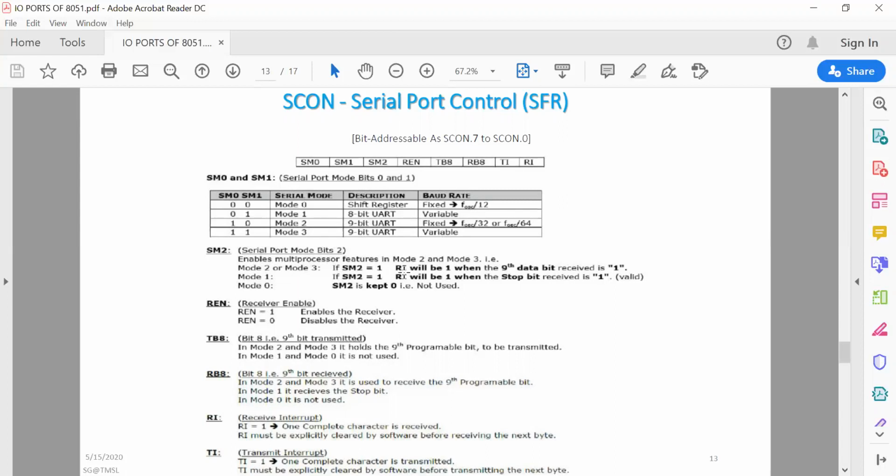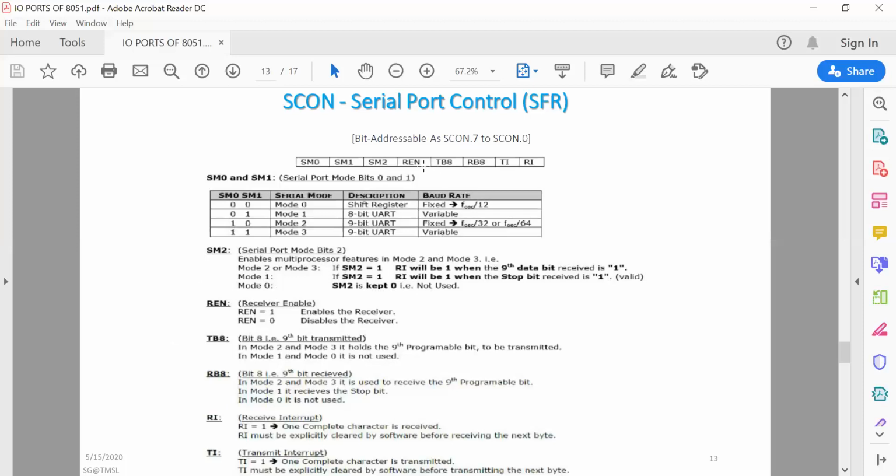Now RI, that is the receiver interrupt, will be 1 when the 9th bit is received by the system, and it will be treated as 1. In case of mode 1, if SM2 equals 1, then the receiver interrupt will be 1 when the stop bit is received as 1. And if it is in mode 0, SM2 is kept 0, that is not used anywhere. Then next is the receiver enable bit.